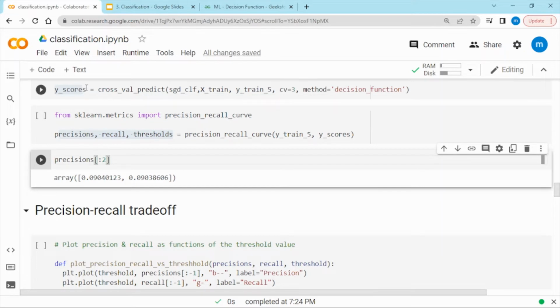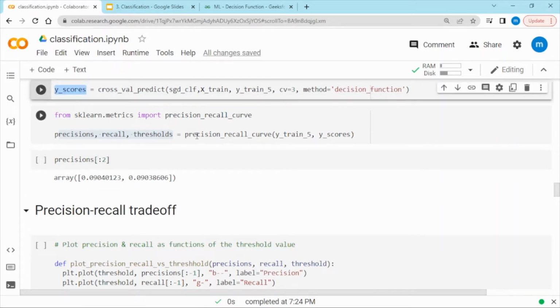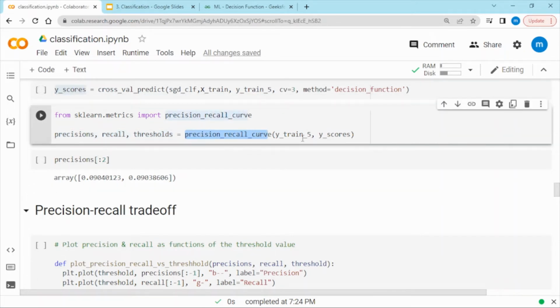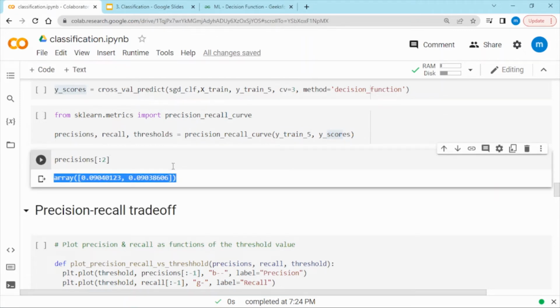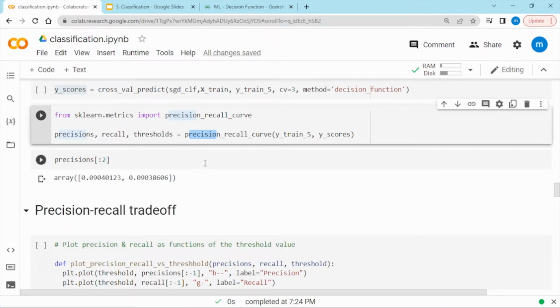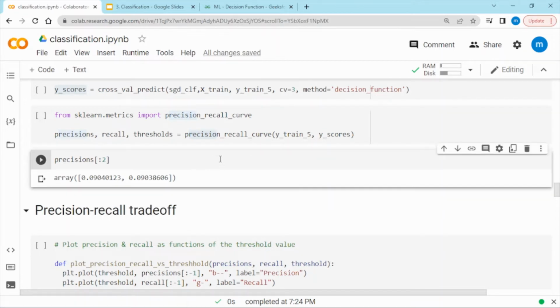When we get the y_score, we pass it to precision_recall_curve. In precision_recall_curve we pass y_train_5 and y_score, and from there we will get the result of precision and recall. Now here we can see my precision is getting to 90% in the graph. Now the point is, what is a precision recall curve?